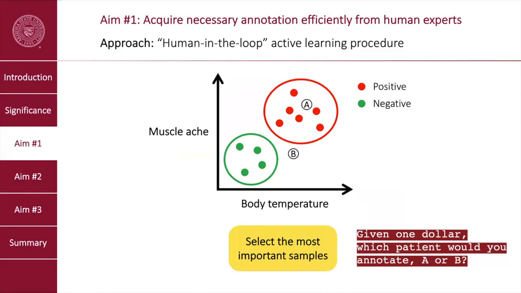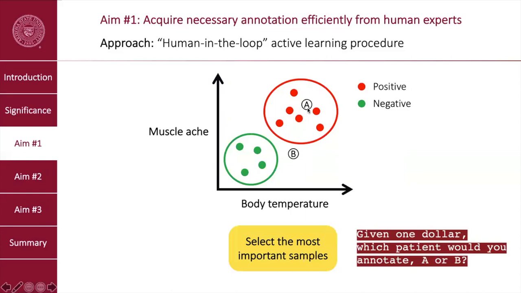Let's give an example. We have adopted 2 major symptoms for COVID-19 and classified each patient into the positive and negative groups, shown colored in red and green. Okay, and here patient A and patient B are unlabeled patients for now. Given the limited budget, we cannot label both of them, okay? Which patient would you consider annotating first and then adopting for our model training?